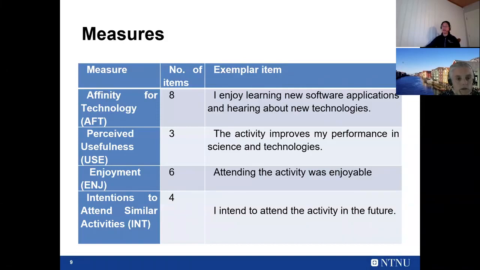Next, enjoyment was measured by 6 items. One exemplar item is "Attending the activity was enjoyable." And finally, intention to attend similar activities was measured by 4 items. And the example given here is "I intend to attend the activity in the future."